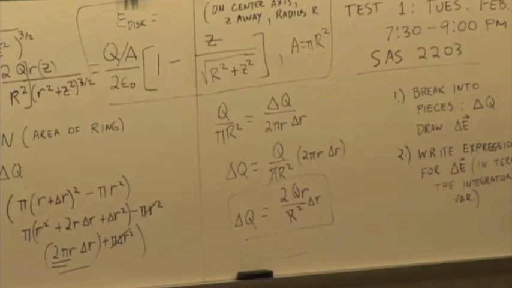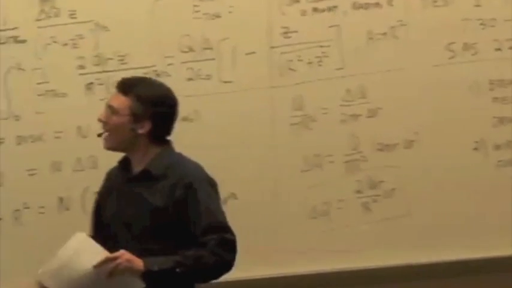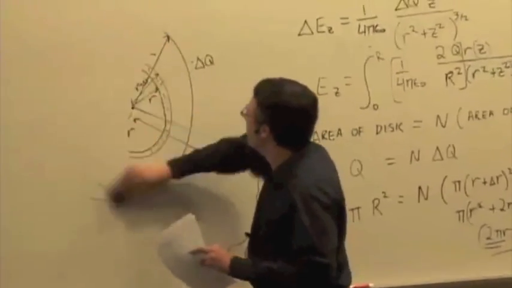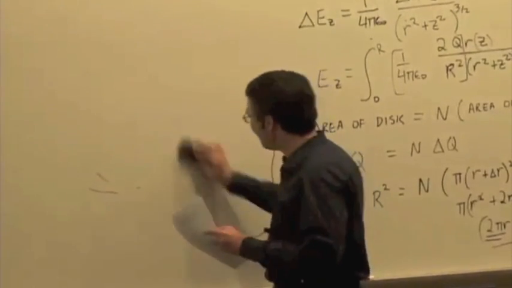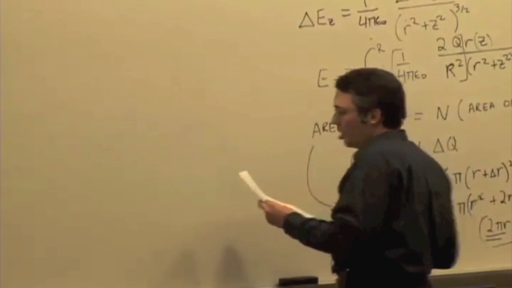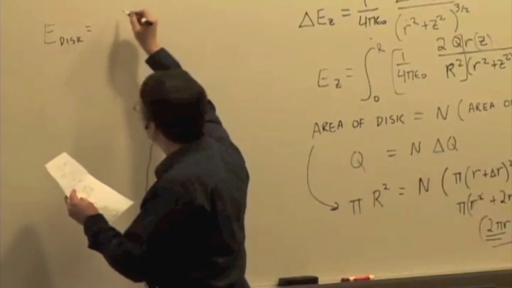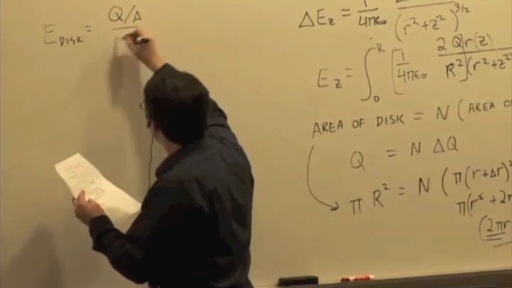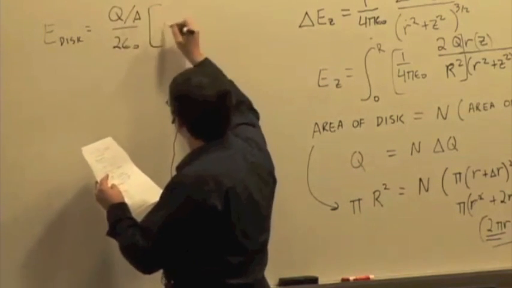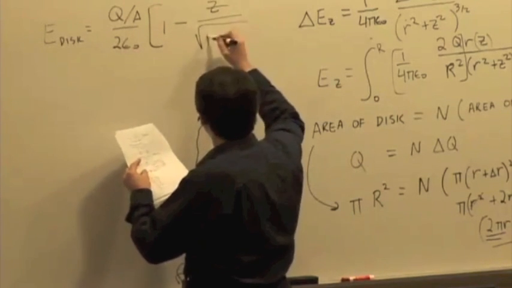Well, that's kind of ugly. It's precise, but kind of a mess to plug things into. So let's see if we can make some approximations. Let's write this again. We have the area of the disk, Q over A, 2 epsilon 0, 1 minus Z over the square root of R squared plus Z squared.